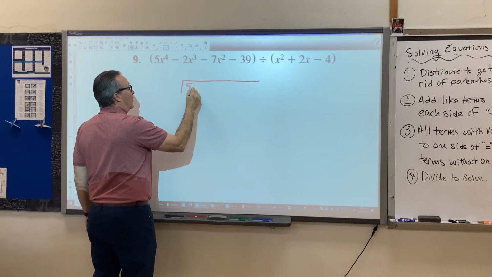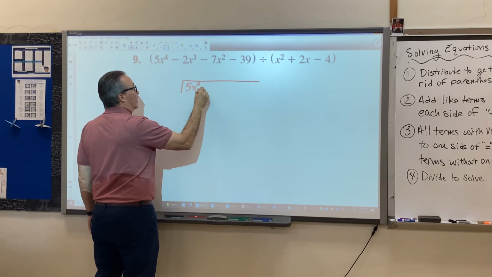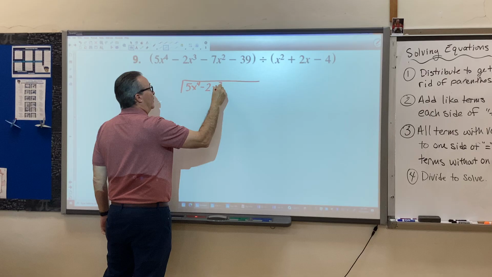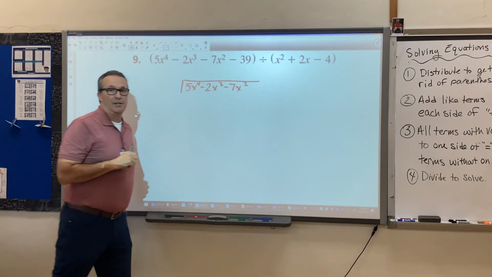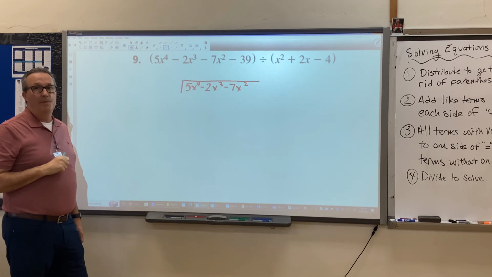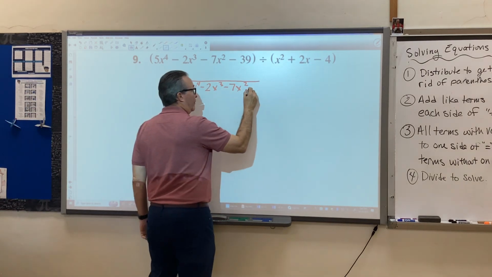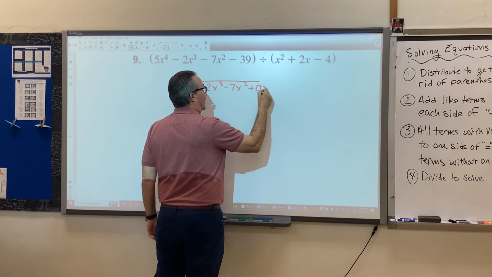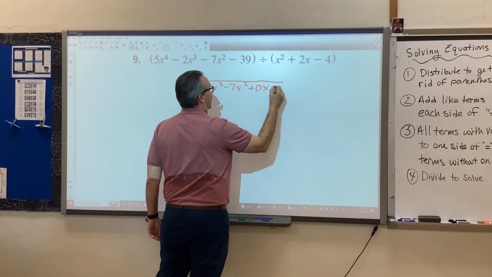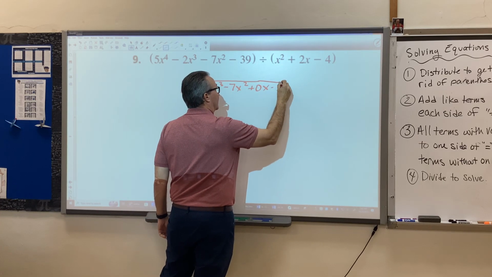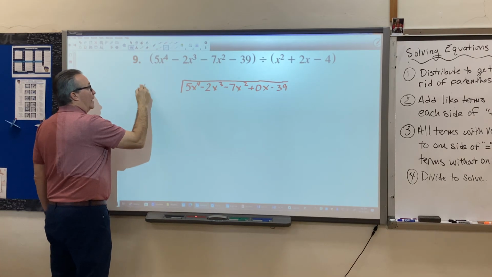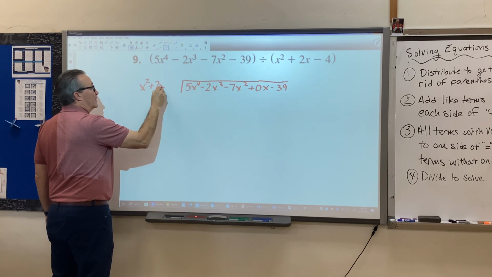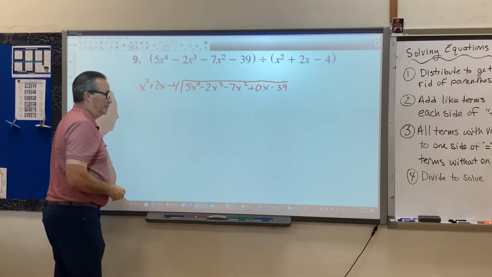5x to the 4th minus 2x to the 3rd minus 7x squared. What's the next term? 0x. We need every power of x accounted for. Minus 39. We're going to divide it by x squared plus 2x minus 4.